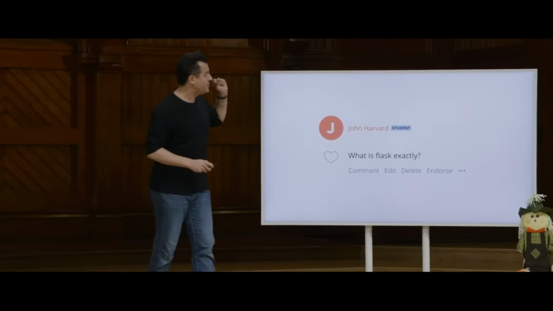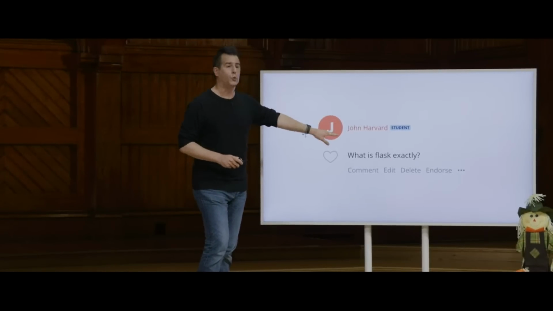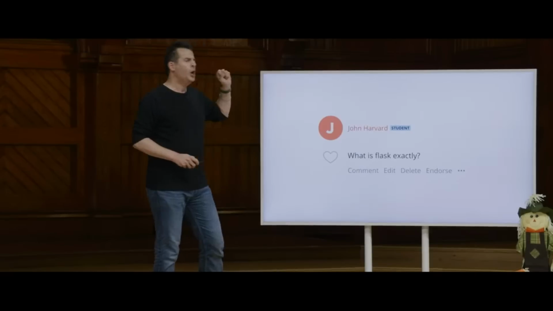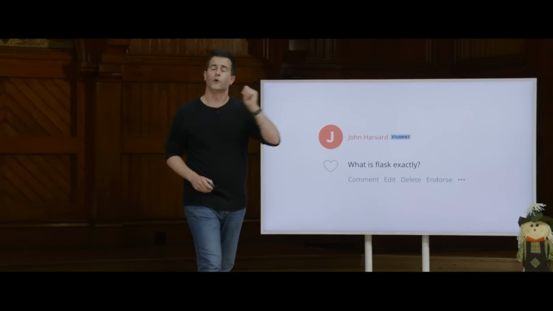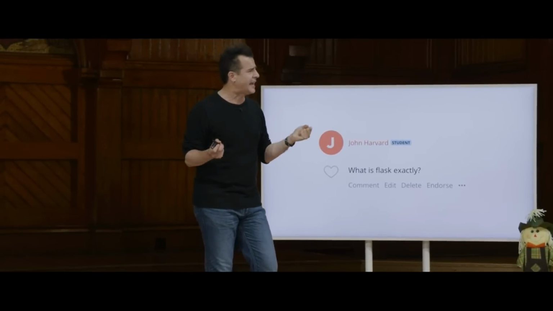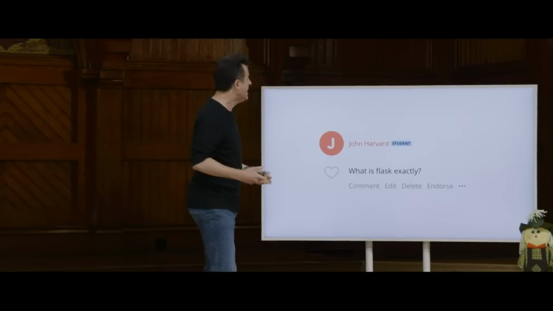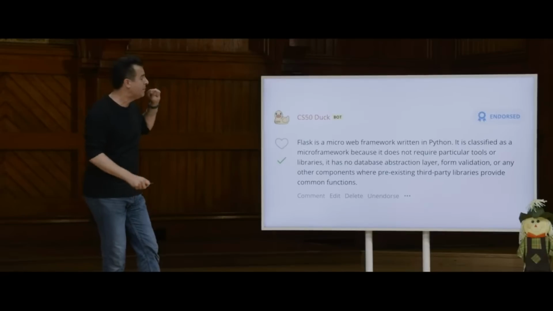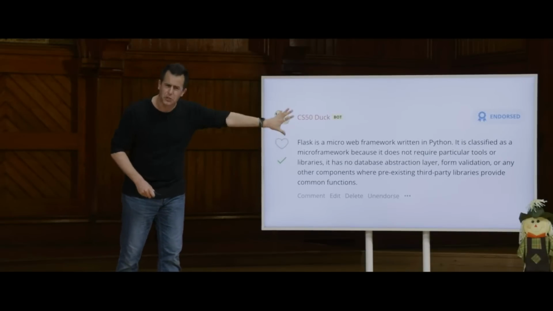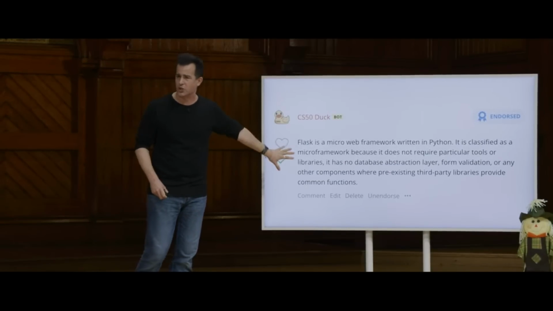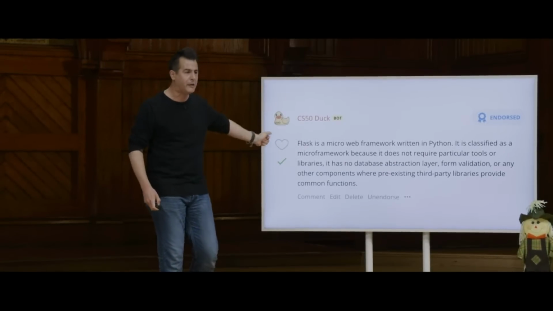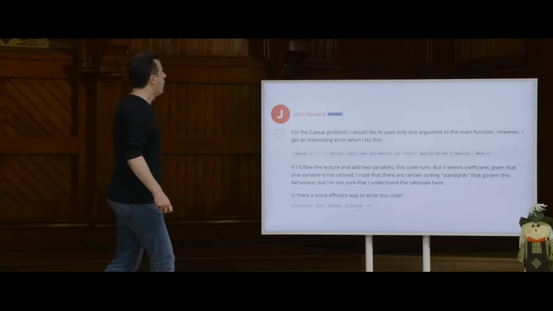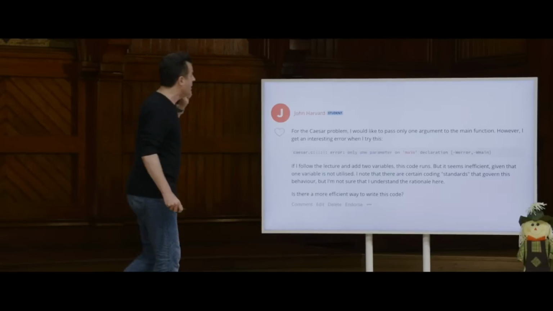So here's an anonymized screenshot of a question from an actual student, but written here as John Harvard, who asked this summer, in the summer version of CS50, what is Flask exactly? So fairly definitional question. And here is what the duck spit out, thanks to that architecture I described before. I'll stipulate that this is correct, but it is mostly a definition, akin to what Google or Bing could already give you last year. But here's a more nuanced question, for instance, from another anonymized student.